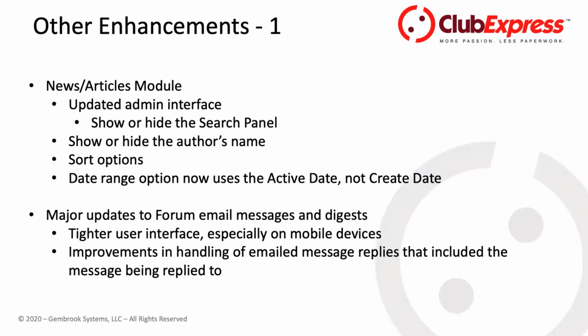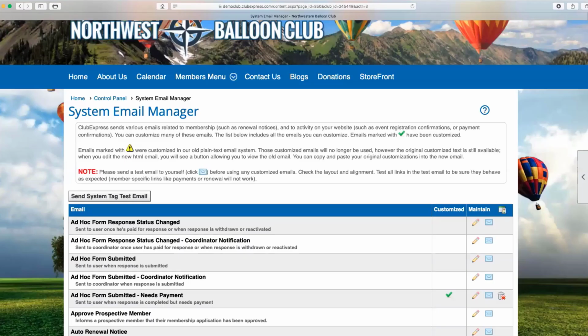So, a couple of other enhancements. In the News Articles module, we've updated the user interface, and I'll show it to you in a moment. You also have the ability with a news or article posting to show or hide the author's name. There are also some sort options and a minor tweak to how the date range option works. So let's have a quick look at that.